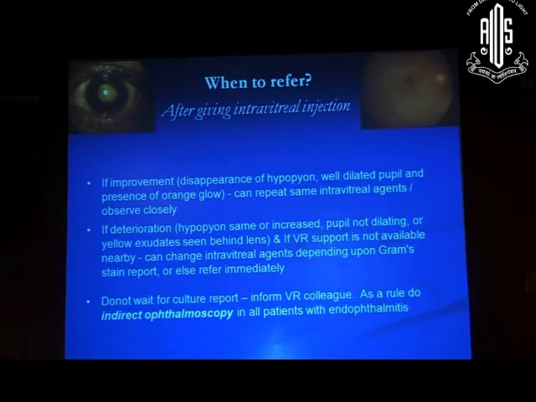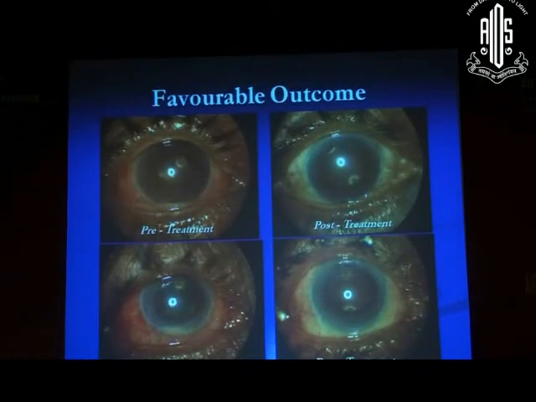And as Pooja said, as a rule, do indirect ophthalmoscopy in all your patients of endophthalmitis. Many of us use just a direct ophthalmoscope. No, use an indirect ophthalmoscope. And if the patient has trauma, you may pick up the intraocular foreign body, which you may not with just a direct ophthalmoscope. And you can have a very favorable outcome.